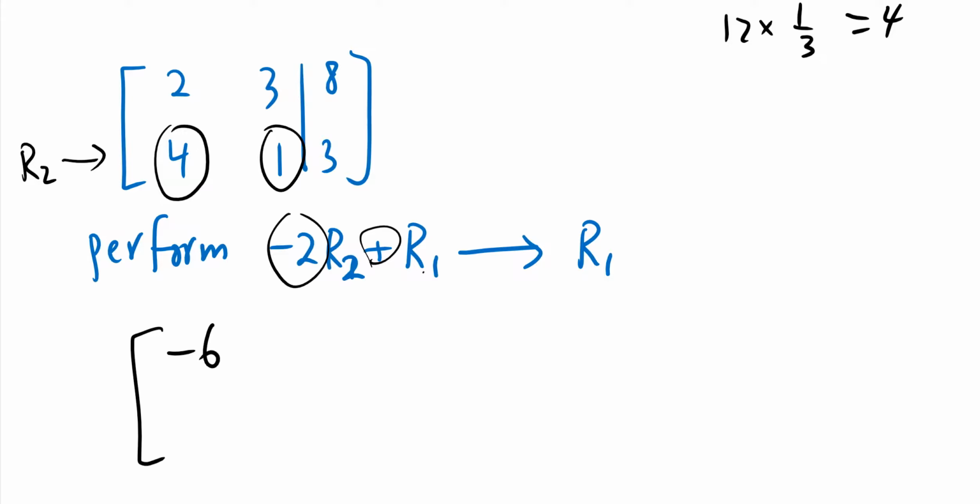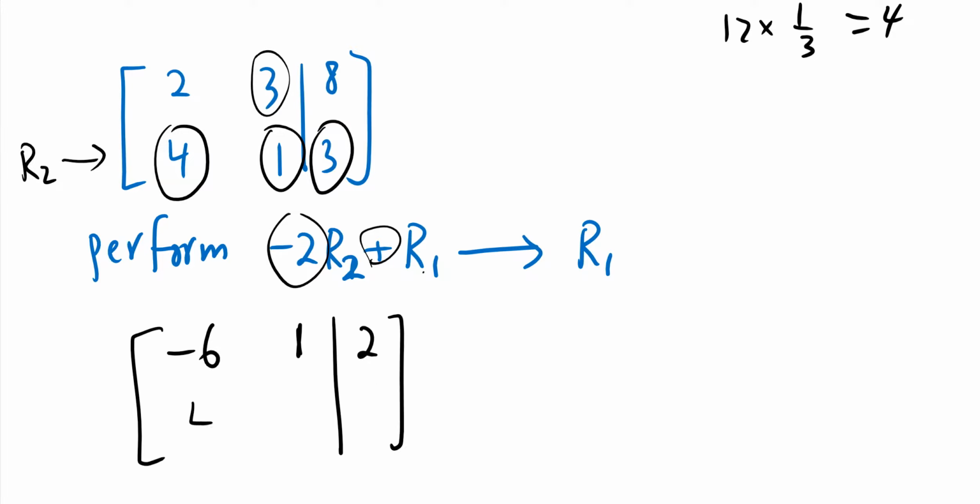Multiply this by negative 2. You got negative 2. Add it to the top one, becomes 1. Multiply this by negative 2. That's negative 6. Add it to 8. That's a 2. And then row 2 stays the same. We do not modify row 2. No changes.